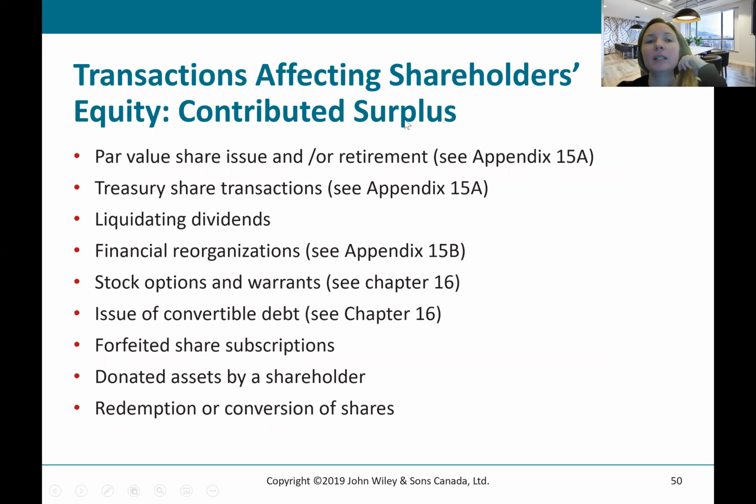Transactions affecting shareholders' equity. So for contributed surplus, where does contributed surplus come from? Par value shares and or retirement, treasury shares, liquidating dividend, financial reorganizations, stock options and warrants, issues of convertible debt, forfeited share subscriptions. So we looked at some examples where we had a share sold in subscription, meaning that we agreed to take a down payment from shareholders, but we didn't actually get all the money up front. So if someone defaulted and it said in the share agreement that we would not refund their money, then we would record that to contributed surplus. And other examples.